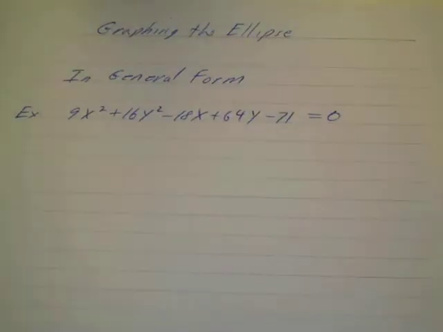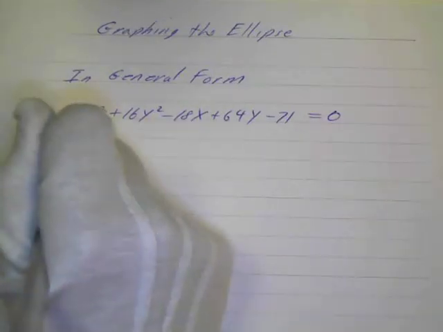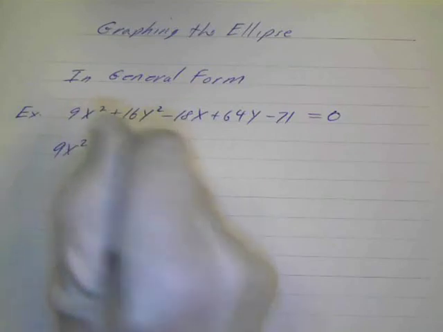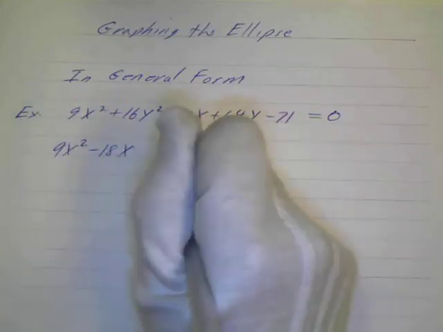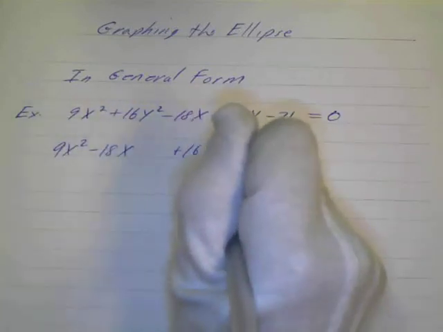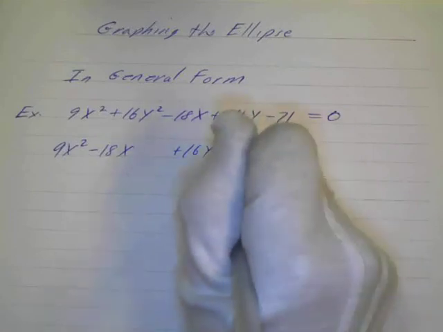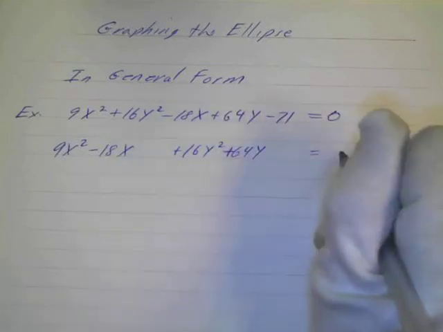So how are we going to do such a thing? Well, it's going to be very similar to the circle. We're going to have to complete the square. It's a little bit more complicated. So let's get at it. So first of all, we'll write the x terms like we did. 9x squared and minus 18x and leave a space. And then we'll write the y terms plus 16y squared plus 64y. And then we'll put the 71 on the other side, plus 71.